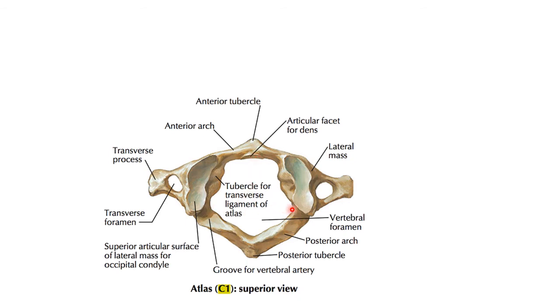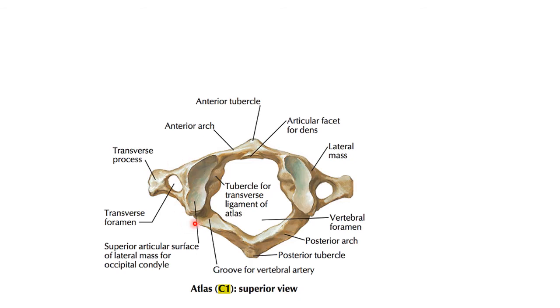The posterior arch forms two-fifths of the ring, and its posterior aspect is marked by a median tubercle called the posterior tubercle. The upper surface of the posterior arch behind the lateral mass is marked by a groove. This is the groove which lodges the vertebral artery and the first cervical nerve.